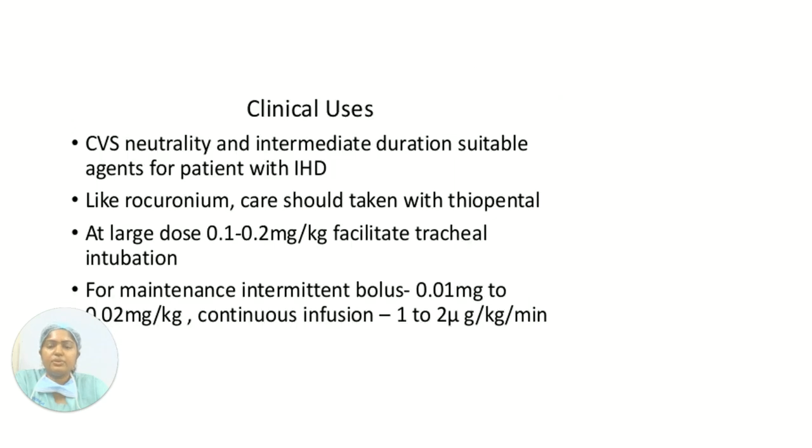Coming to the clinical uses, because of its cardiovascular stability and intermediate duration of action, vecuronium is a suitable agent for patients with ischemic heart disease. Like rocuronium, it should not be given with thiopentone. At a large dose of 0.1 to 0.2 milligram per kg, it facilitates tracheal intubation. For maintenance, intermittent bolus of 0.01 to 0.02 milligram per kg, and for continuous infusion, we can use 1 to 2 microgram per kg per minute.